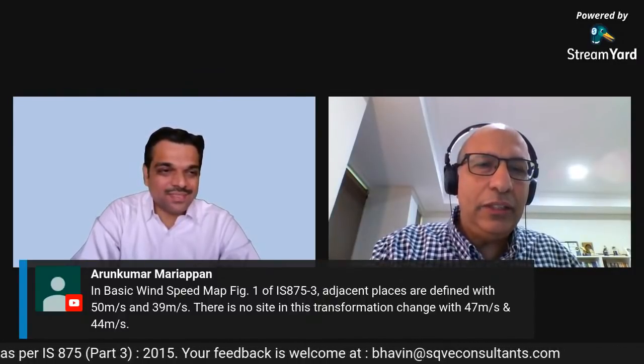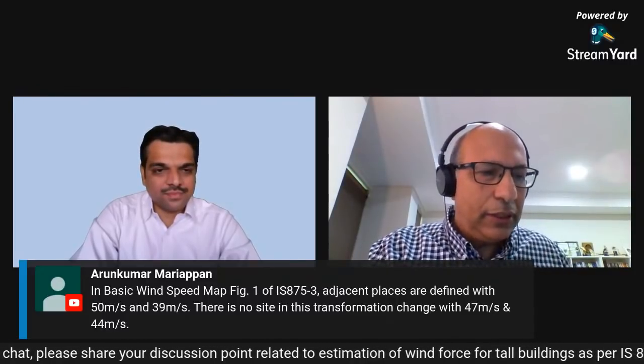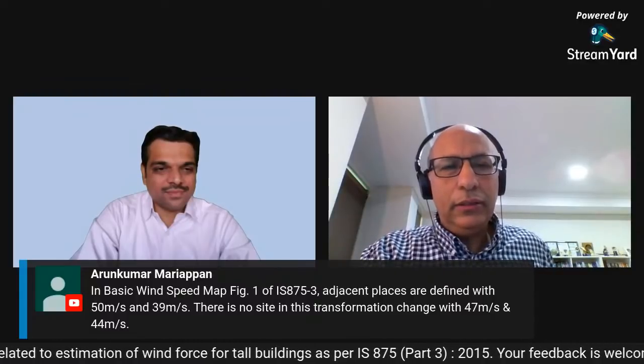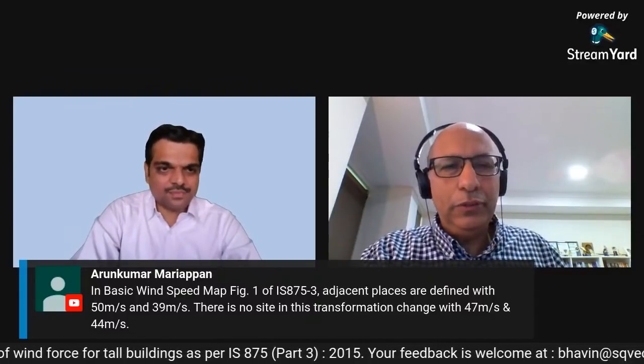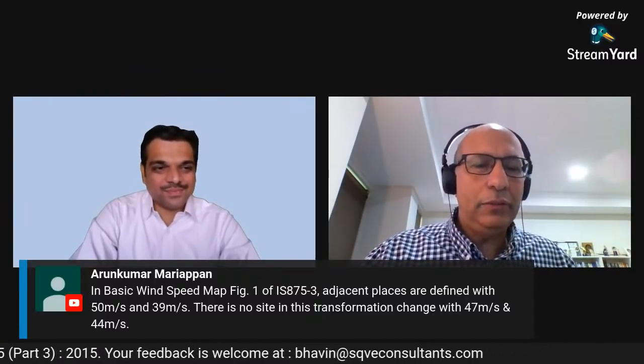But in general, we tend to see slightly lower basic wind speeds anyway. For example, Mumbai, we find 40 meters per second is a closer number than 44. But that's another positive from wind tunnel testing. You already get a 20% advantage just before you even do any testing, just from the basic wind speed.